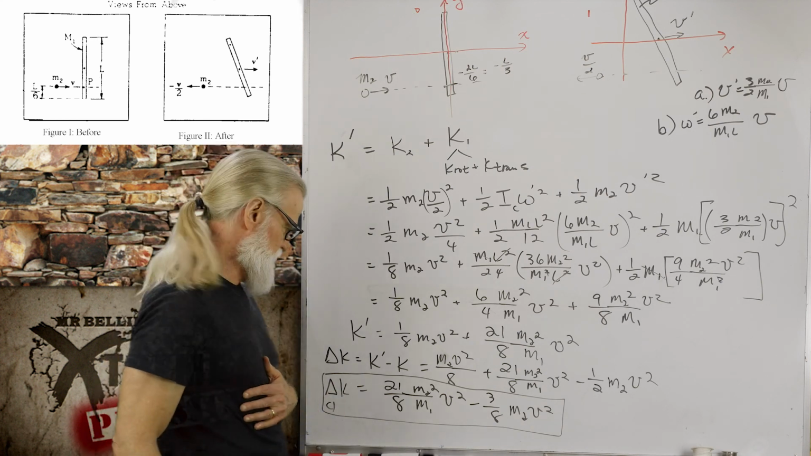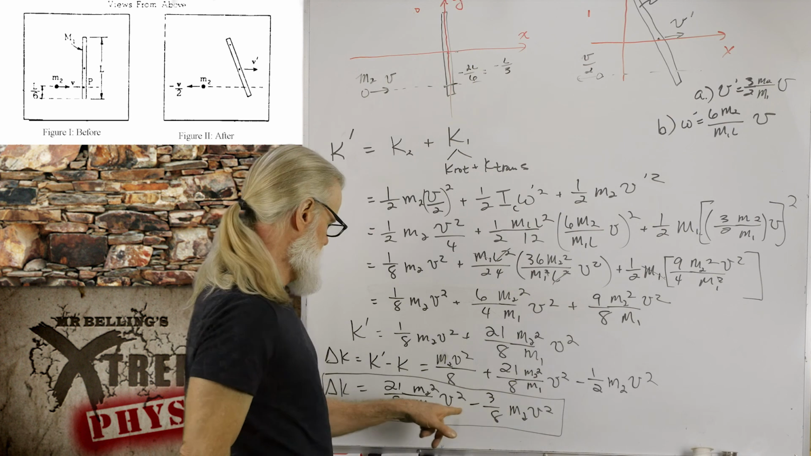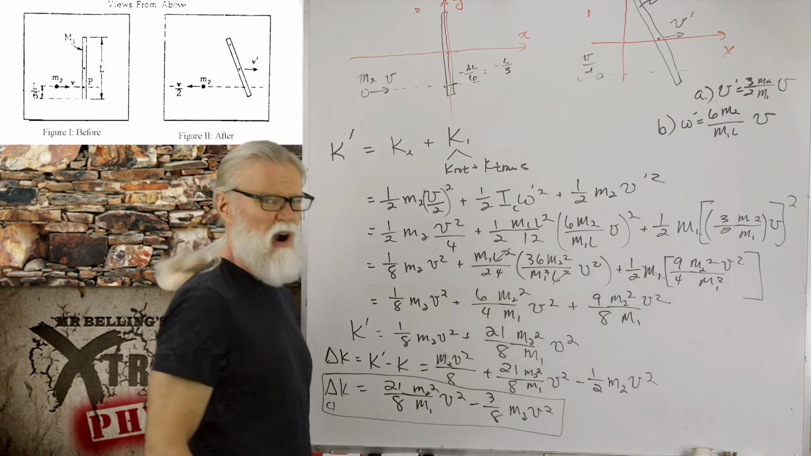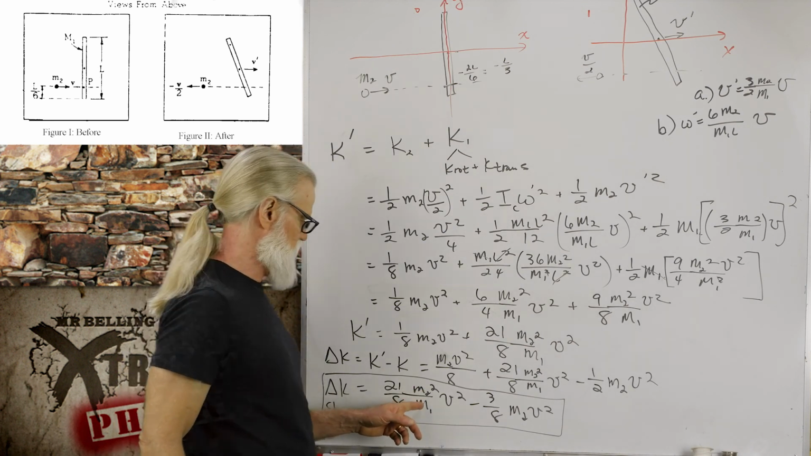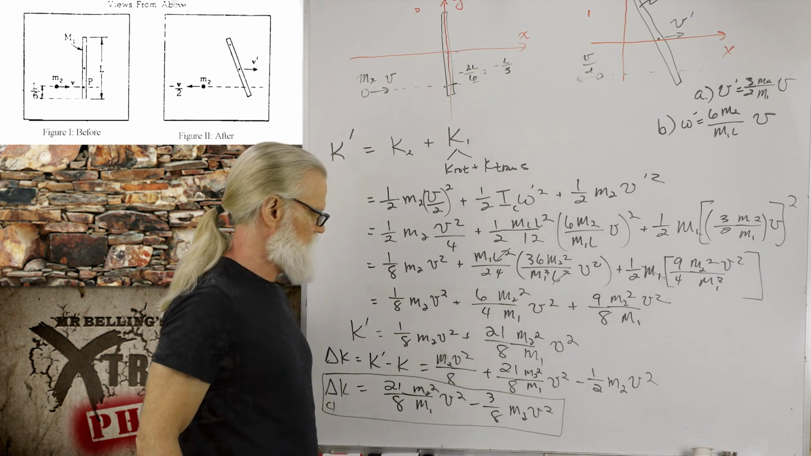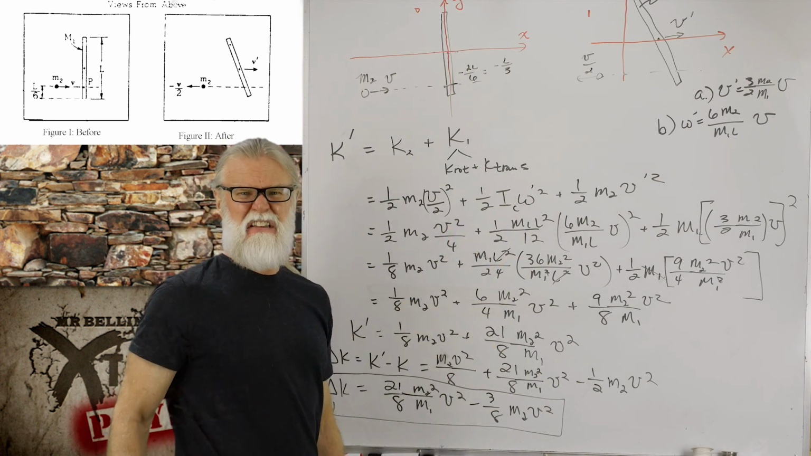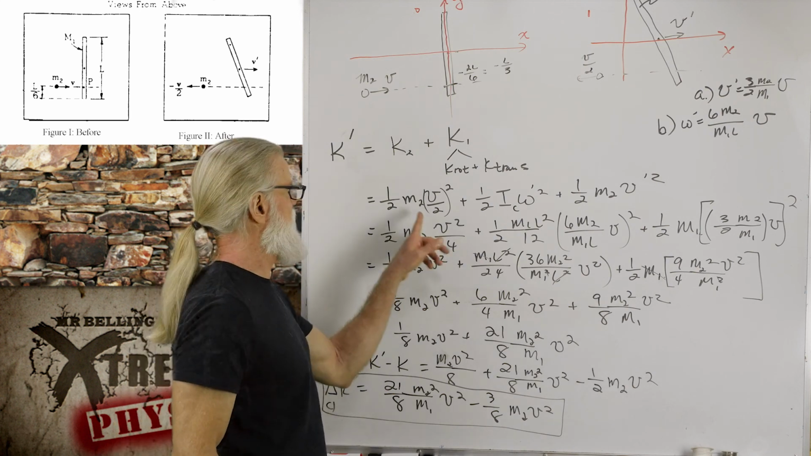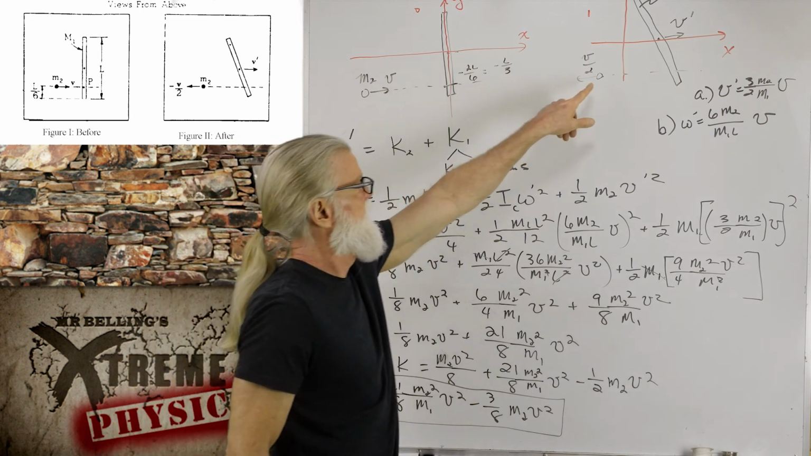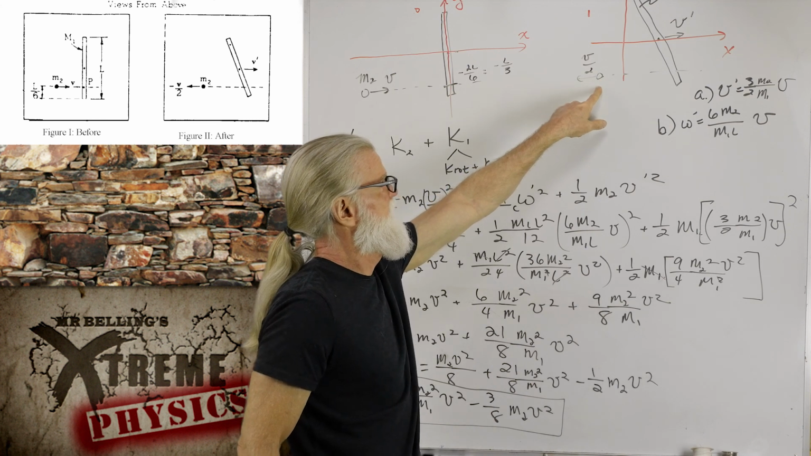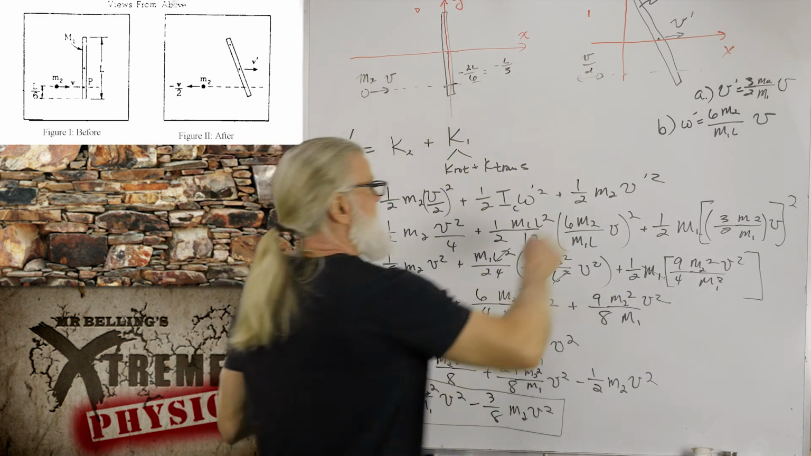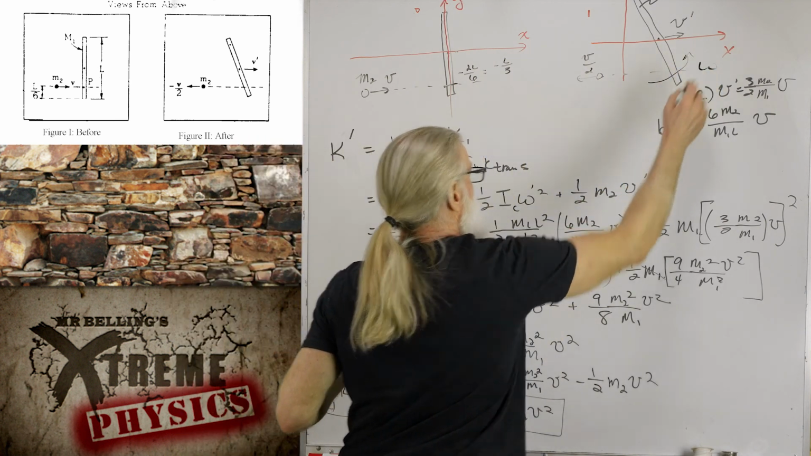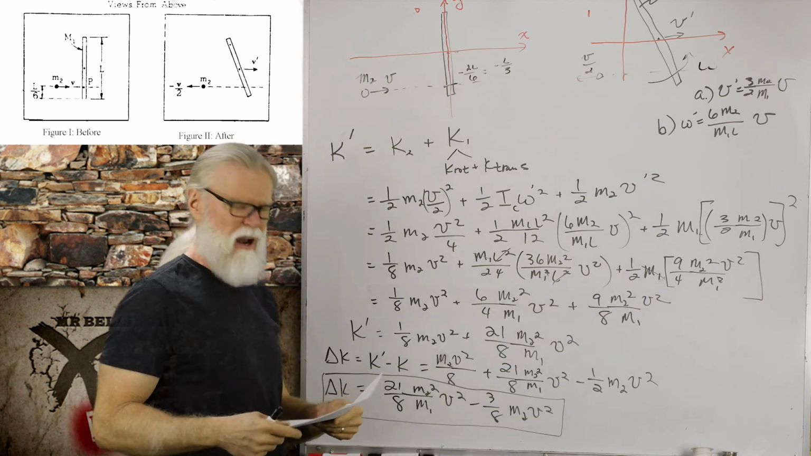I guess we could factor out the v squared and one of the m2s if we wanted to. But I think that's the answer. Delta K is 21/8 m2 squared over m1 v squared minus 3/8 m2 v squared. That's a lot of algebra. Not a lot of physics in there, but some algebra. You need to be careful here. You need to look at this thing and say, okay, we only have translational kinetic energy here. Here we have translational plus rotational, it's spinning. All right. I'll see you on the next problem.